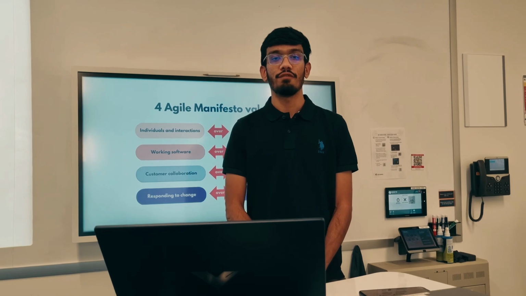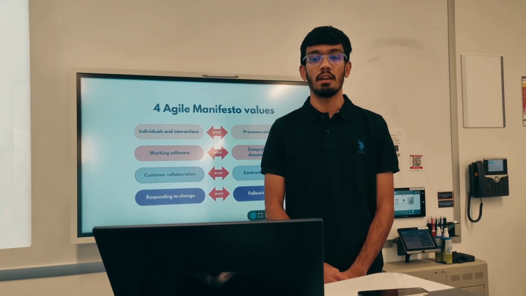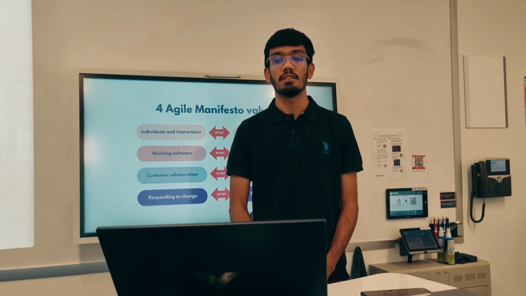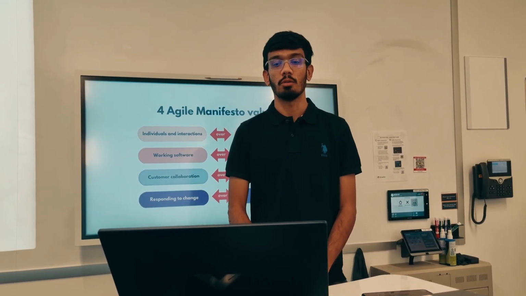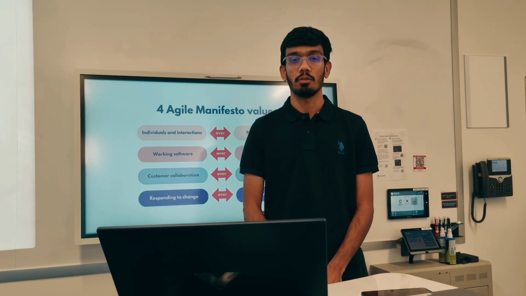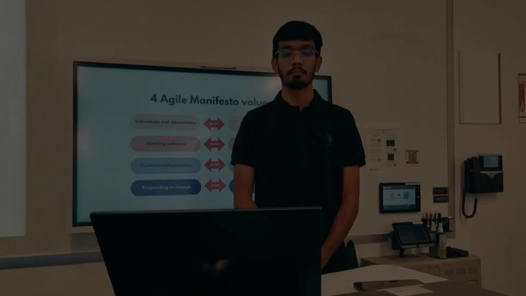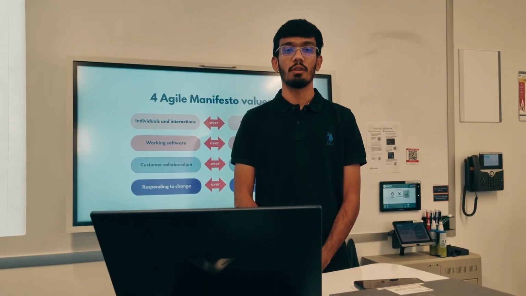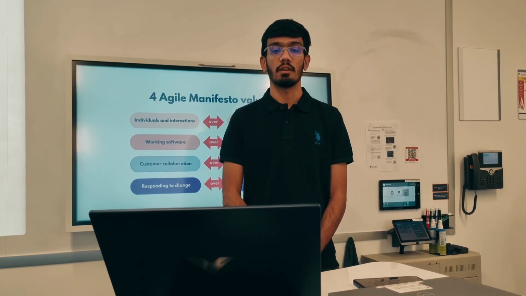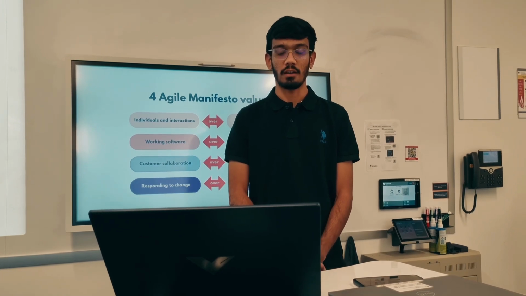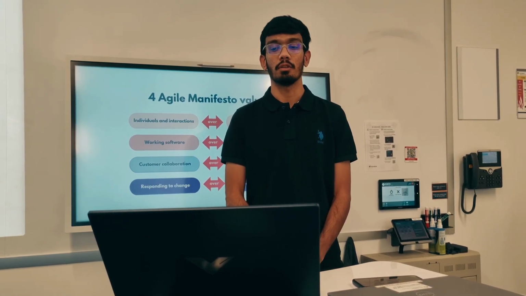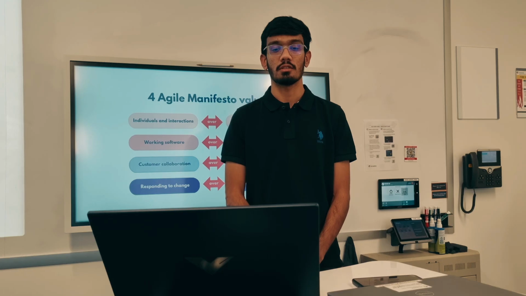First, Agile emphasizes individuals and interactions over processes and tools. That means prioritizing teamwork and collaboration over sticking to rigid tools and processes. Next, working software over comprehensive documentation. Agile teams focus on delivering functional software rather than being bogged down in extensive documentation.